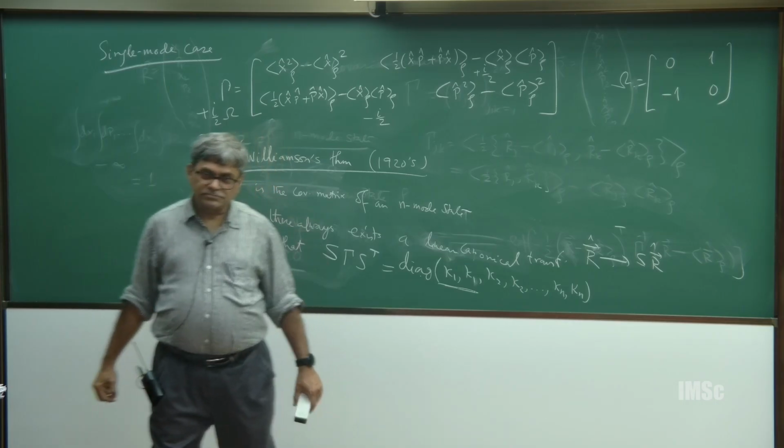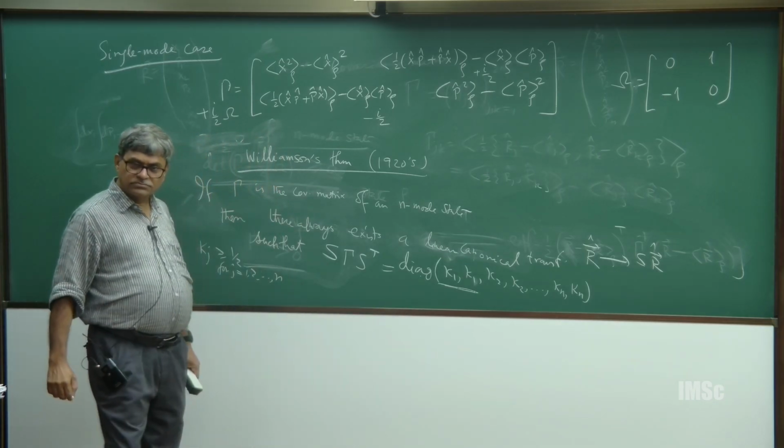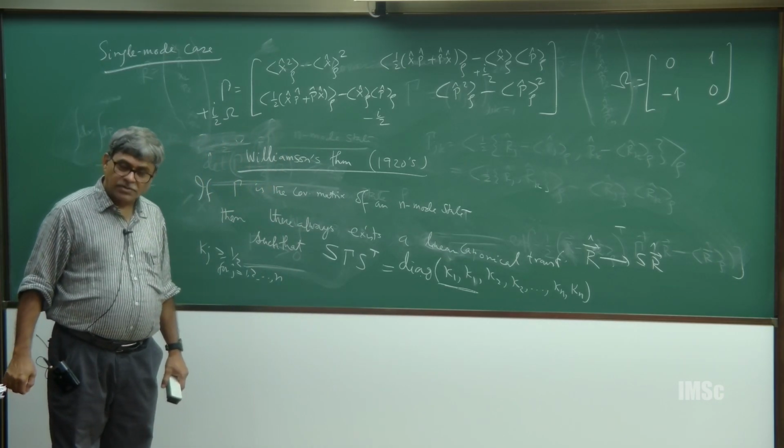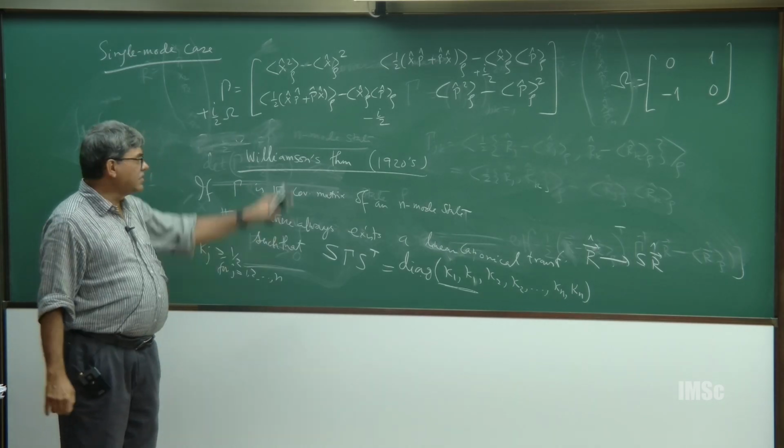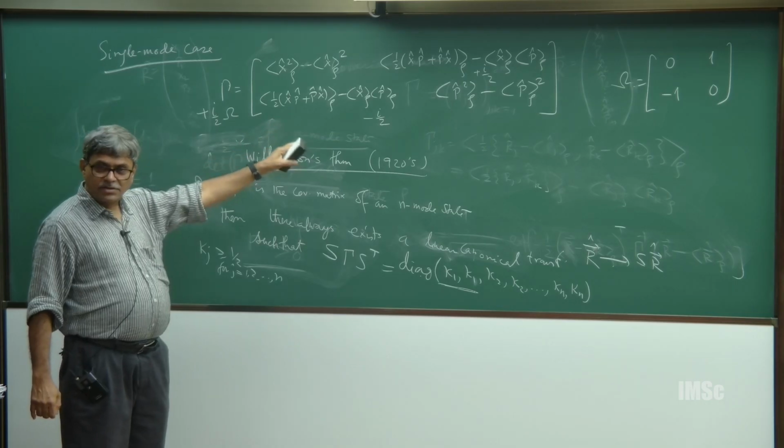Sir, in the gamma, there were actually variances in X1 and P1 and all, no? Yes, right. The one which I have written is gamma jk.